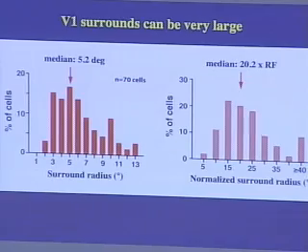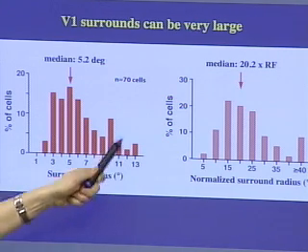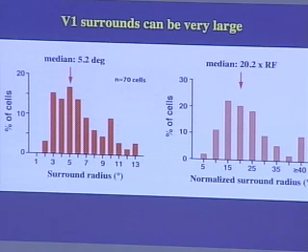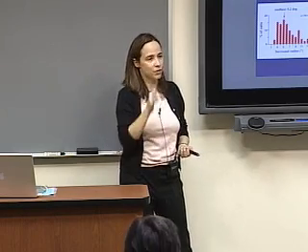And what this shows you is the radius of these surrounds. And it shows that it can reach up to 13 degrees in radius. So this is 26 degrees in diameter, about a screen this big, a 22-inch screen that is placed at about 57 centimeters from the animal's eye. So they are huge.